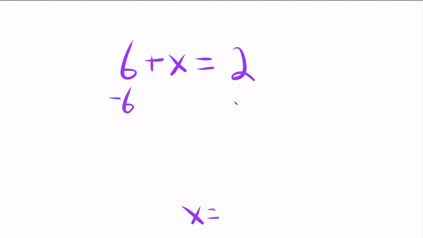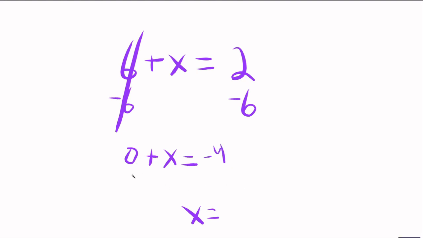Same thing as before: whatever I do to the left-hand side, I must do to the right-hand side. So I'm going to subtract 6. Again, these cancel out, or 0 out. It's become 0. I'll write it again: 0 plus x equals, what's 2 minus 6? That's going to give us negative 4. Again, 0 plus x is just x, so x equals negative 4.